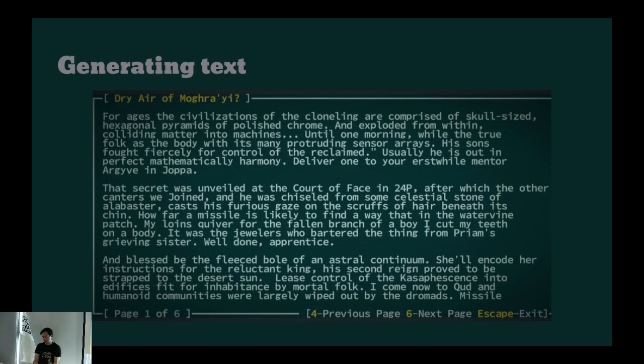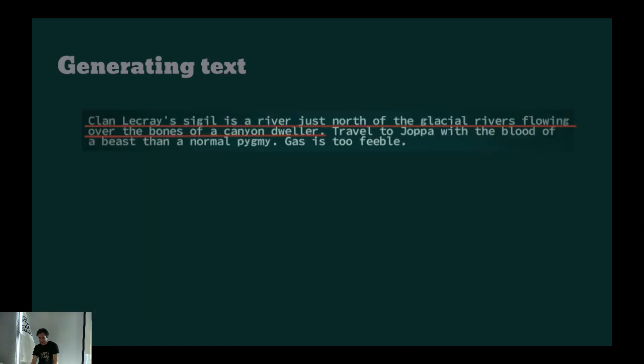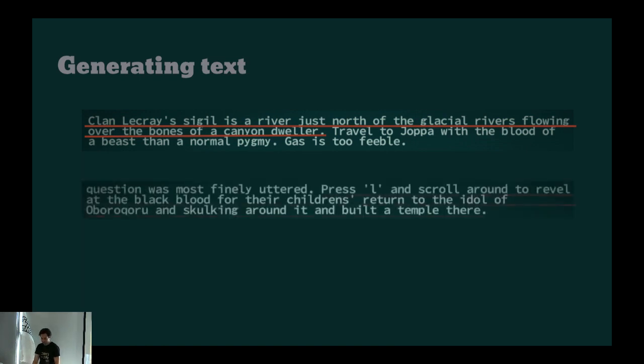So here's an example of a procedurally generated book in Caves of Qud. I'll just read the first sentence. For ages, the civilizations of the cloneling are comprised of skull-sized hexagonal pyramids of polished chrome. Okay. Some examples that I really like here. Clan Lecrae's sigil is a river just north of the glacial rivers flowing over the bones of a canyon dweller. Press L and scroll around to revel at the black blood for their children's return to the idol of Oborokoro and skulking around it and built a temple there.